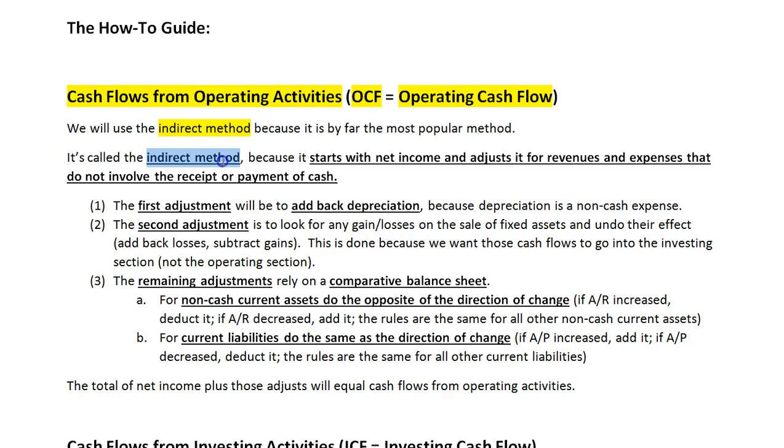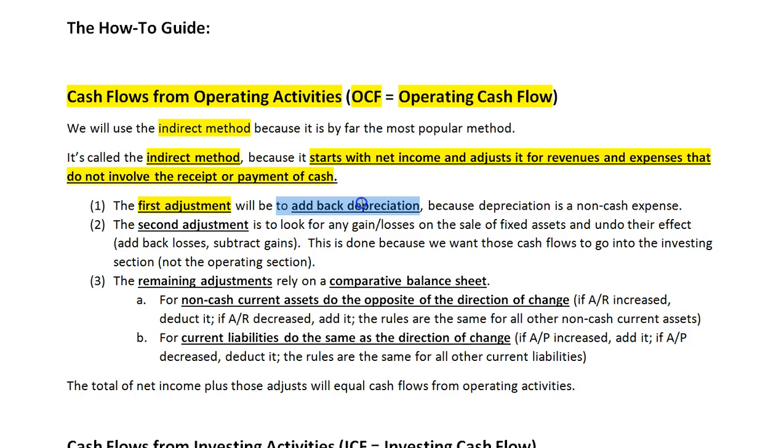It's called the indirect method because it starts with net income. So that's our starting figure. We're going to start with net income, and we're going to adjust it for revenues and expenses that do not involve the receipt or payment of cash. Net income will be our first number. Here are the adjustments we're going to make. The first one is always to add back depreciation.